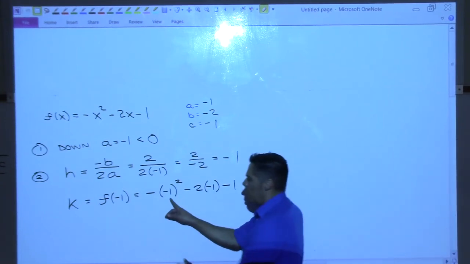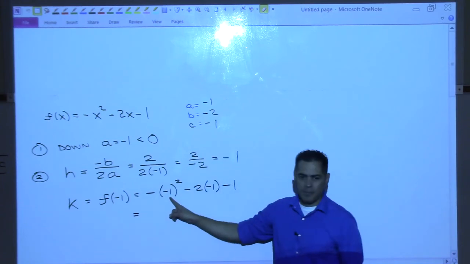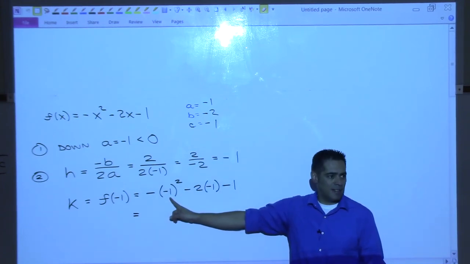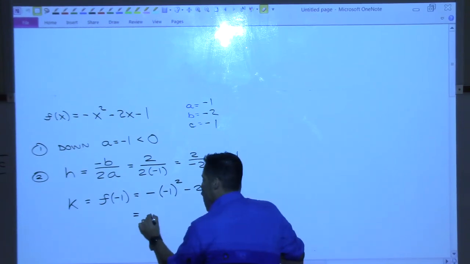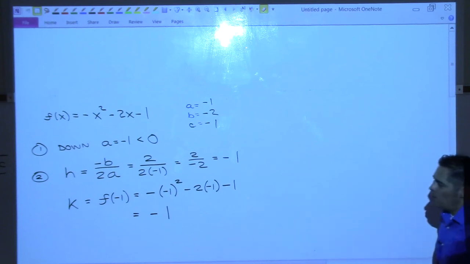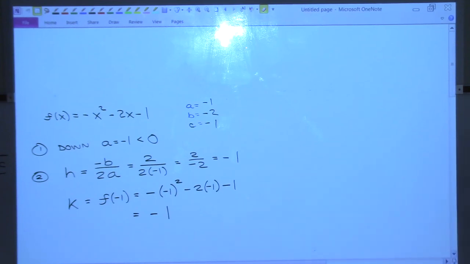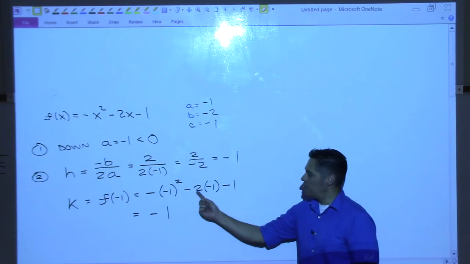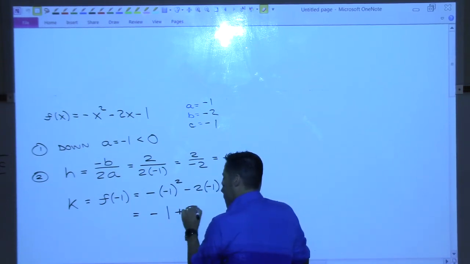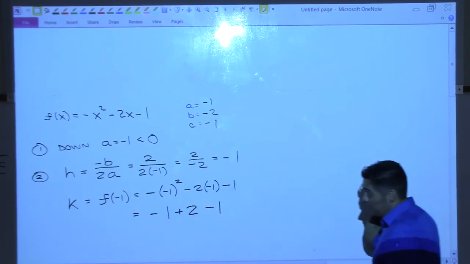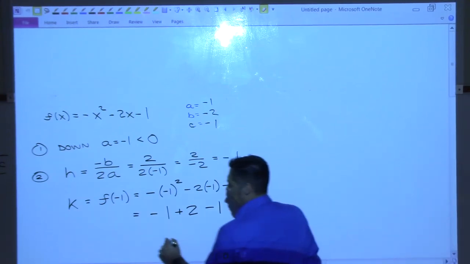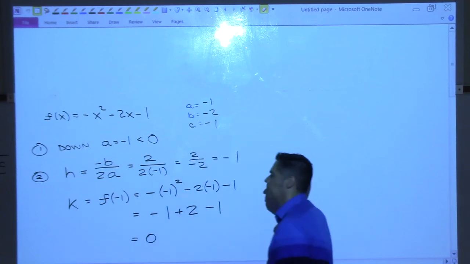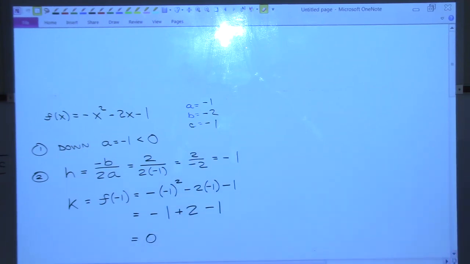So squaring this first, what's -1 squared? -1 times -1 is +1, but you still have a negative in front. So it's -1. And then what's the next number? +2, right? +2 here. And then -1, which is 0. Okay. It's 0.